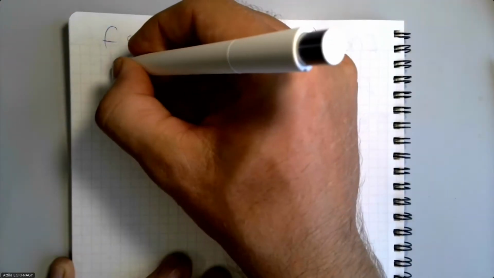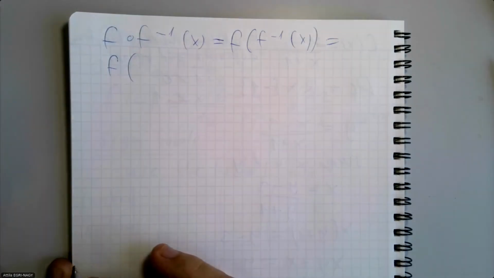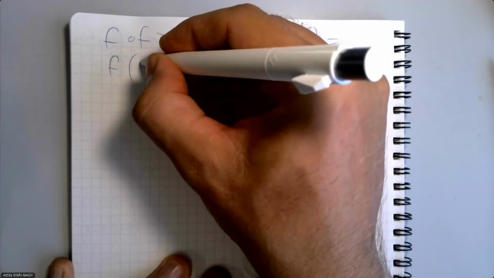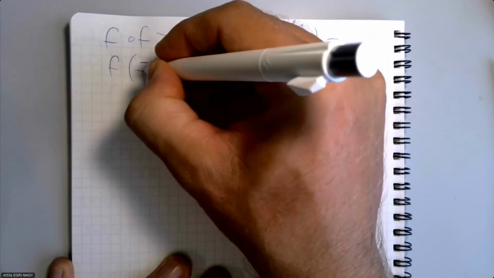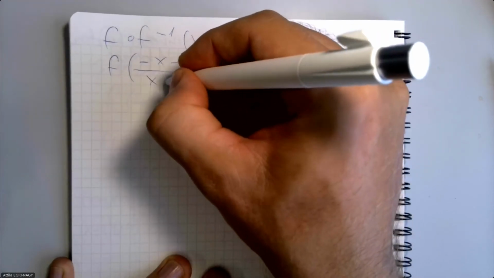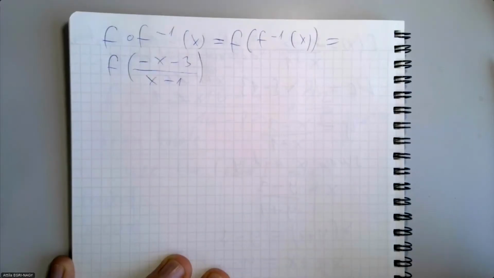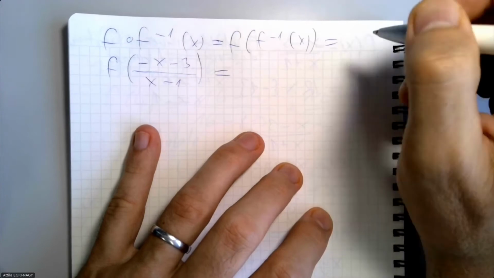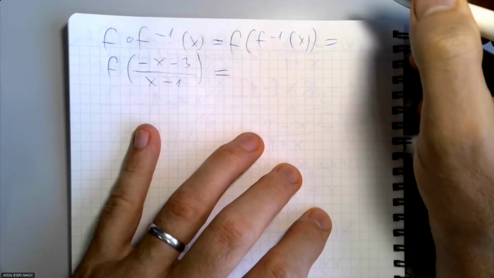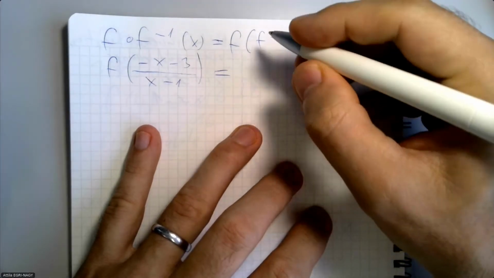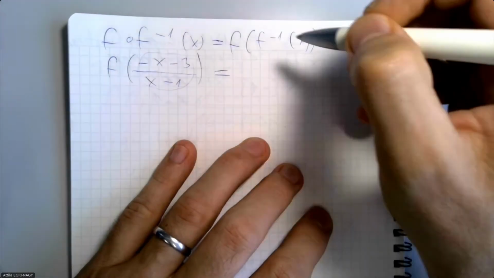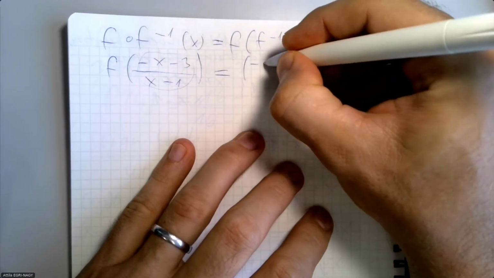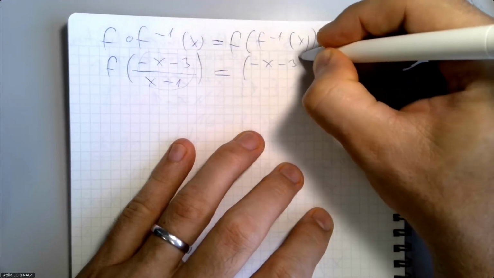And not jumping over steps. So what is the f inverse of x? That's (-x - 3)/(x - 1). Okay, and now this gets more interesting. I have to take all this and put it into x. So I use some parentheses just to show what's happening here.